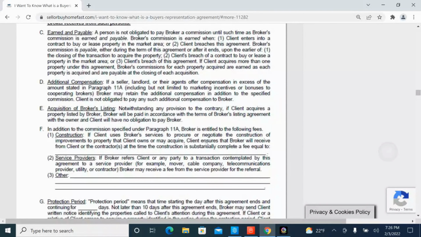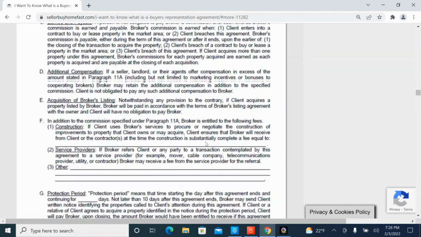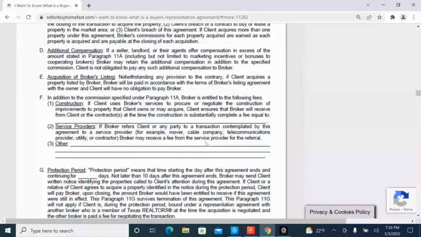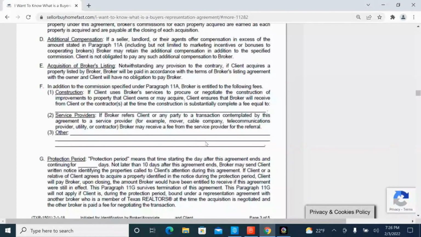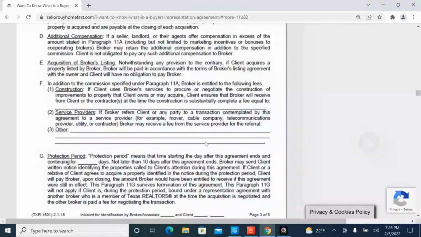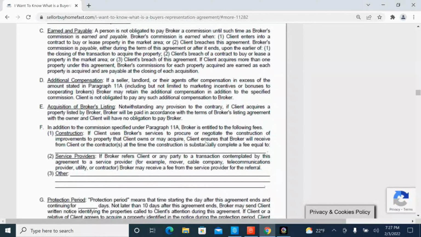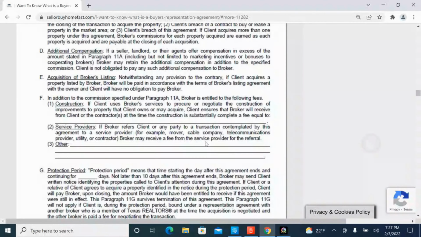Number E talks about acquisition of broker's listing. Notwithstanding any provision, if a client acquires a property listed by the broker, the broker will be paid in accordance with the terms of the broker listing agreement. Okay, so there are other paragraphs in here that talk about it. Now, F is typically if for some reason you are referred to a service provider by the agent. Sometimes the agents will get paid fees off of that, and that's what this talks about, additional commissions and fees. And this is something that you would need to read.